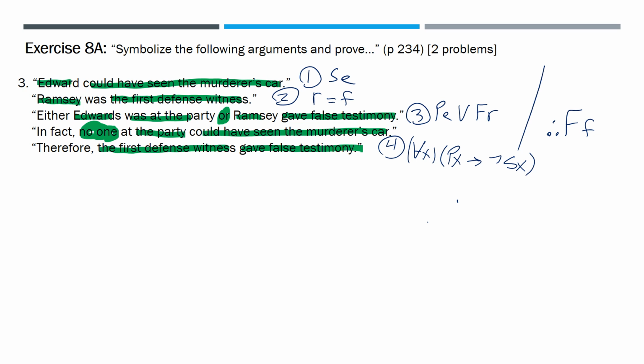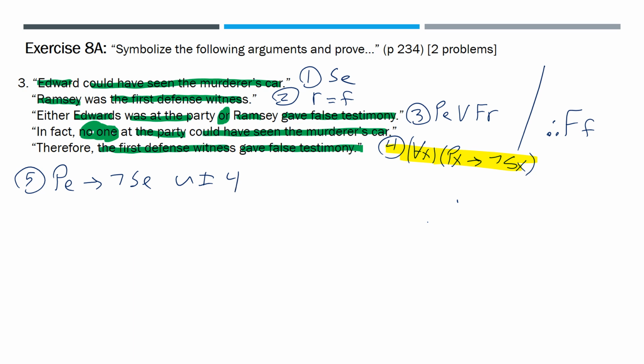What should we do? Let's instantiate. We have this line 4. What do we substitute for x? Well, it would have to be Edward, right? We'll have to substitute e. So for line 5, we can get PE arrow not SE, by the universal instantiation of line 4.